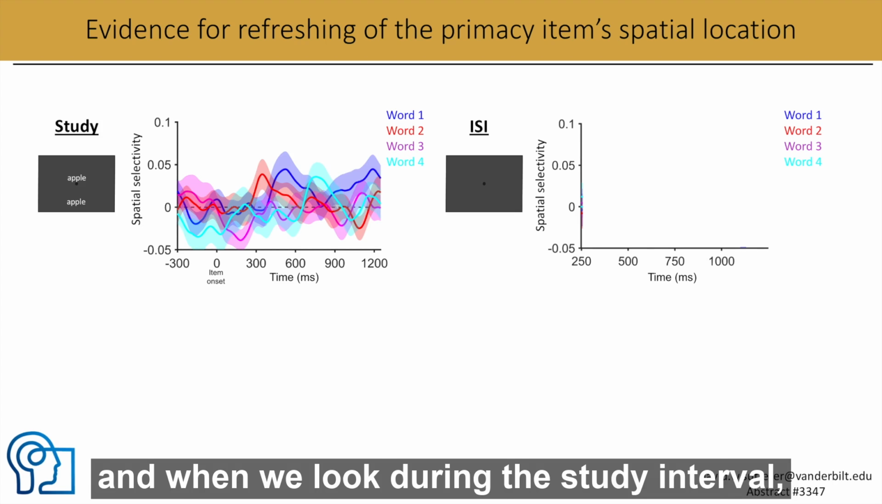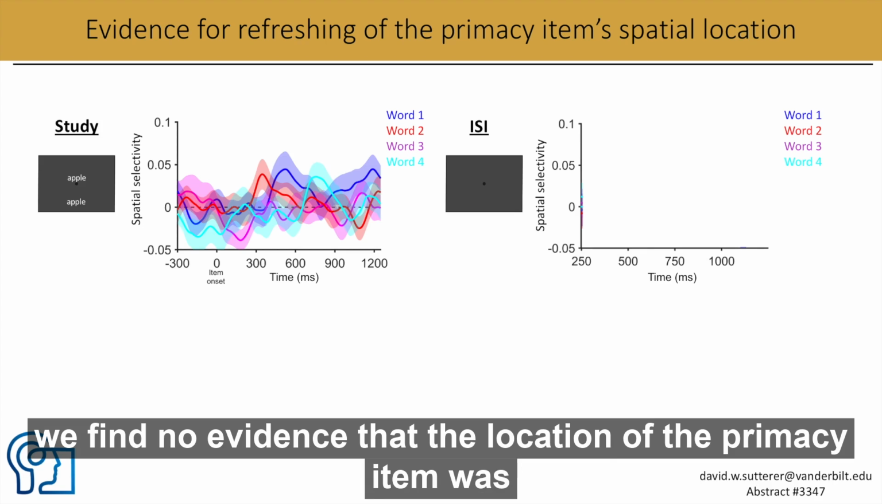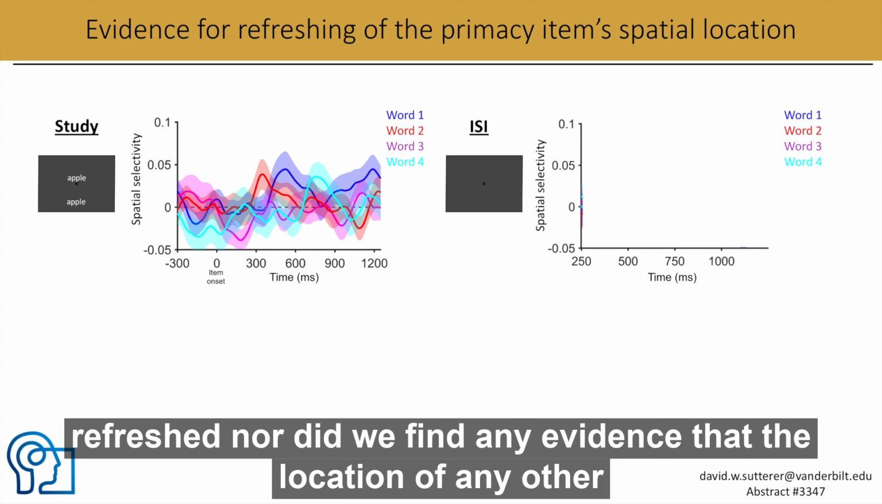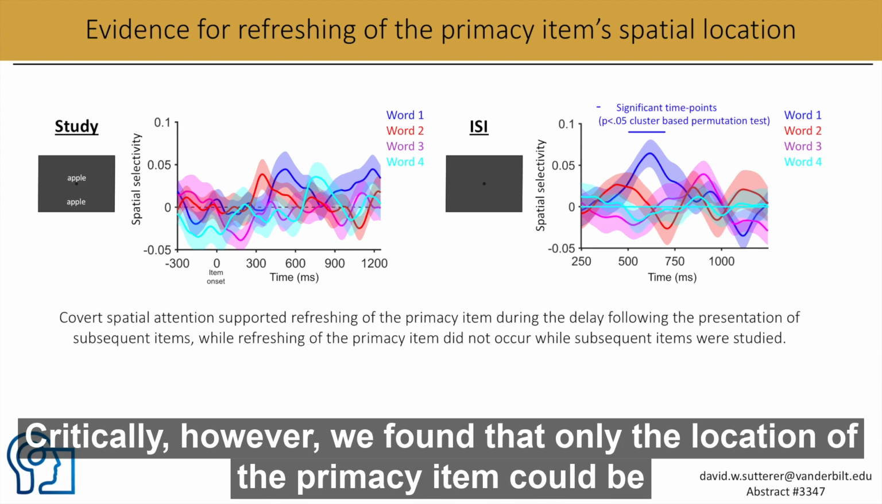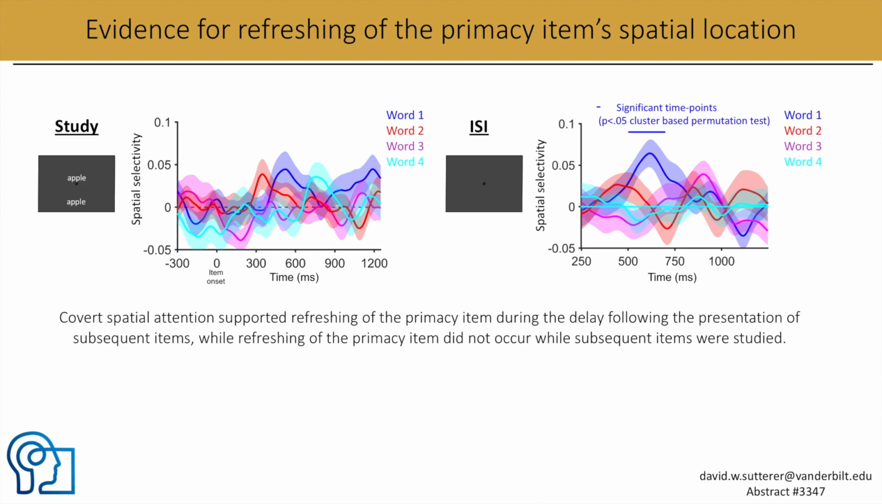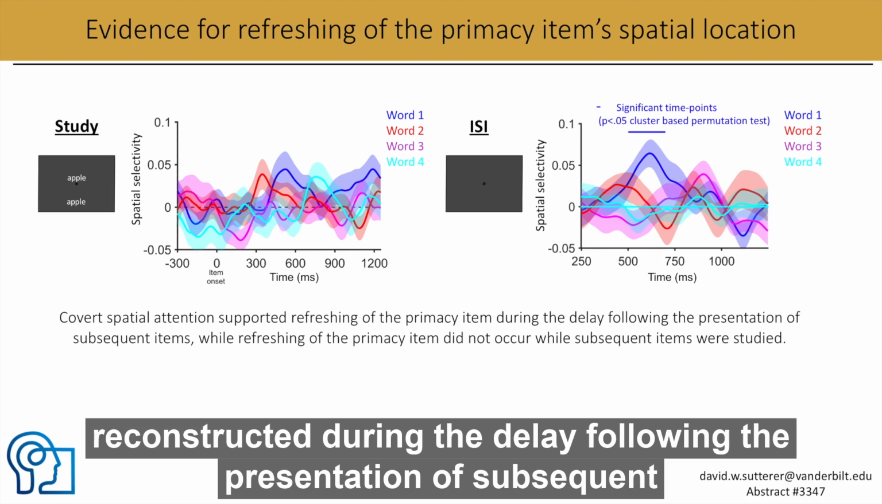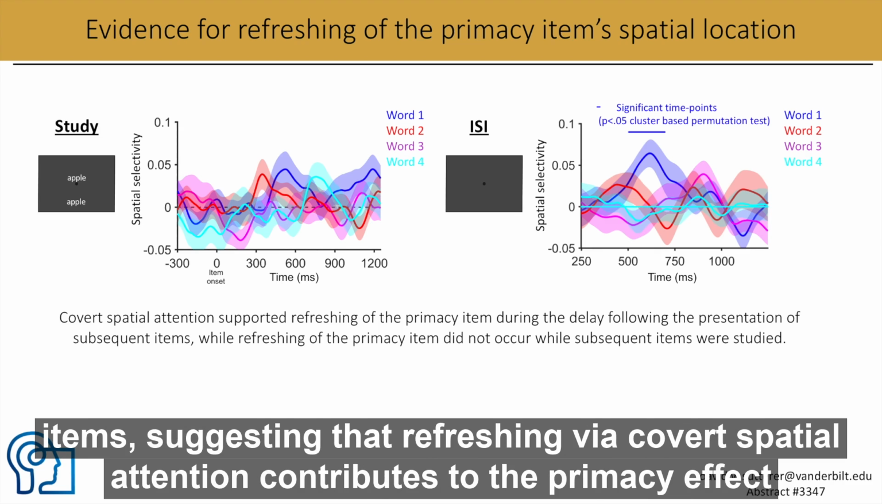When we look during the study interval, we find no evidence that the location of the primacy item was refreshed, nor did we find any evidence that the location of any other list position was refreshed during this initial study period. Critically, however, we found that only the location of the primacy item could be reconstructed during the delay following the presentation of subsequent items, suggesting that refreshing via covert spatial attention contributes to the primacy effect for spatial source memory.